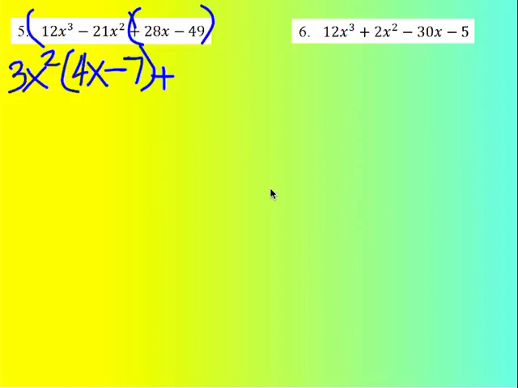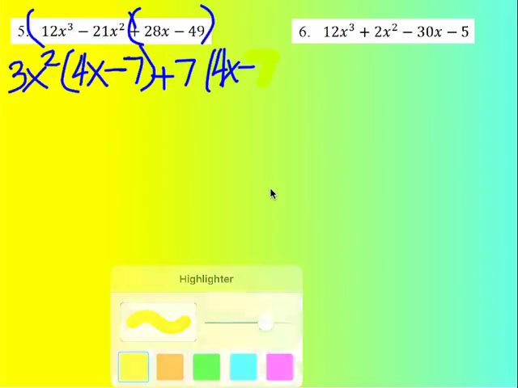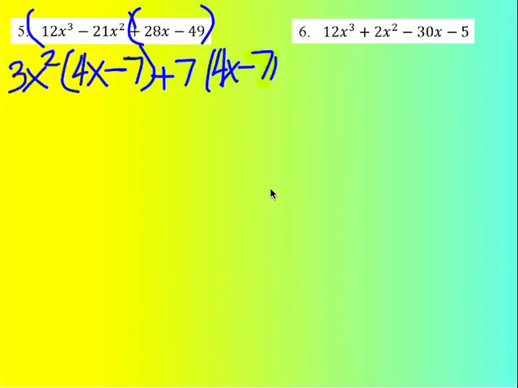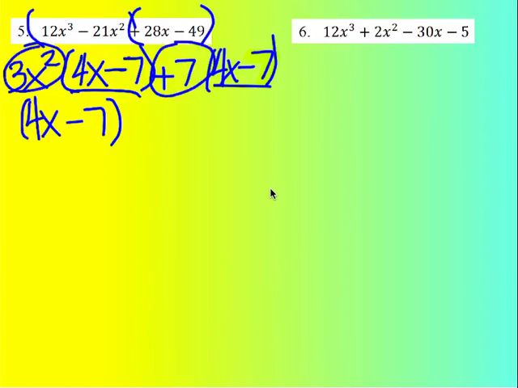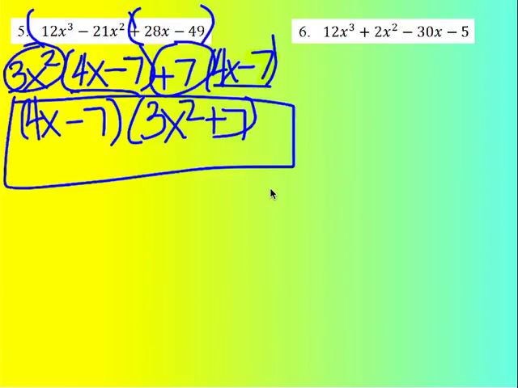Then 28 and 49, I can take out a 7. 28 divided by 7 is going to give me 4, and then we're going to have an x. 49 divided by 7 is negative 7. Whoa! That did not work. Okay, so now my leftovers are matching, so I can write that as one of my parentheses, that 4x minus 7. Then my other parenthesis, which is 3x squared plus 7, that's going to be what my other one is, so 3x squared plus 7. So that right there is my final answer for number 5.